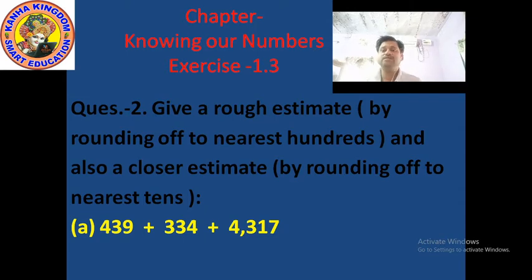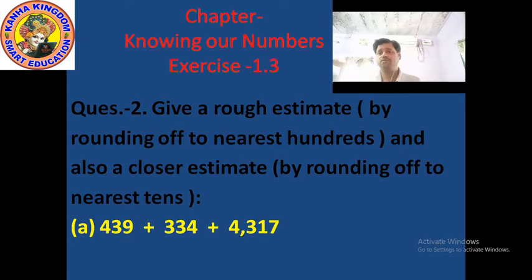In this exercise, this is the second question. The second question is: give a rough estimate by rounding off to the nearest 100, and also a closer estimate by rounding off to the nearest 10. So in this question there are two parts. The first part is rounding off to the nearest 100 and the second part is rounding off to the nearest 10.